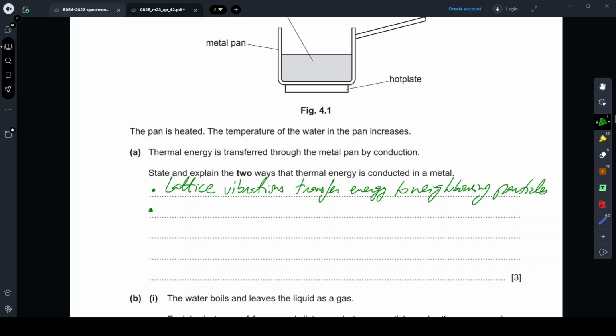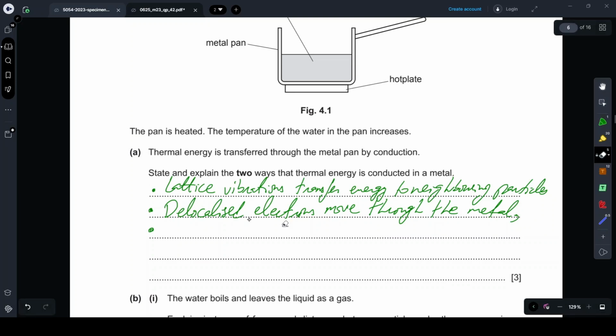It was electron something. Wait. Oh, free electron something. Or you can say delocalized electrons. Is that right? Right. And it's for 3 marks. So we need three. We need one more. I don't know anymore.